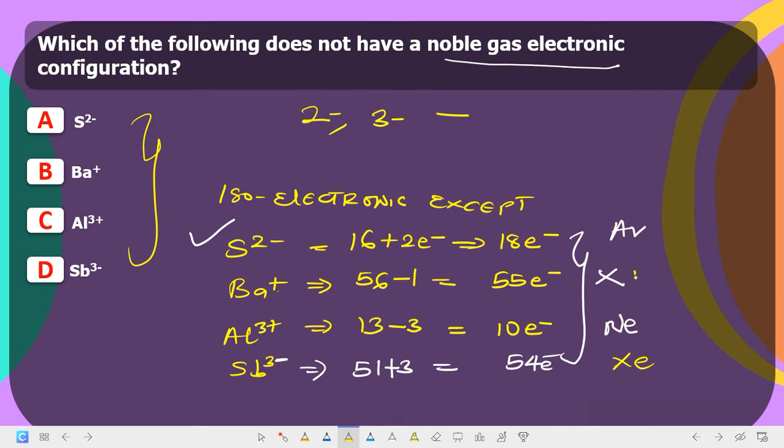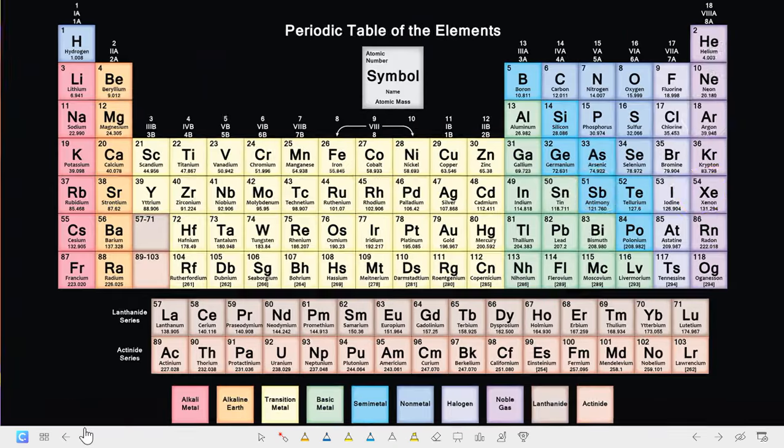So the correct answer to this question now will be this, because we are looking for the one that does not have the noble gas configuration, and hence the correct answer is barium plus. That is the right answer to that question. Let's look at the next.